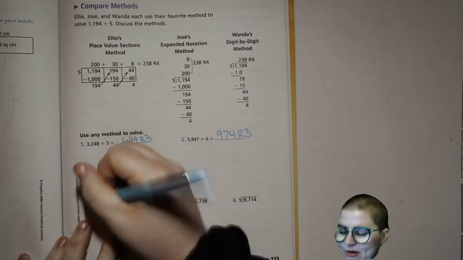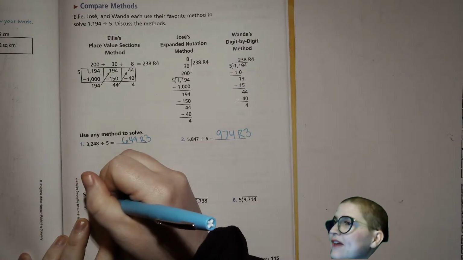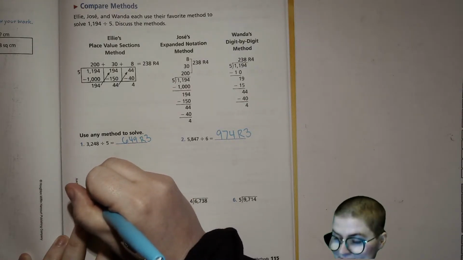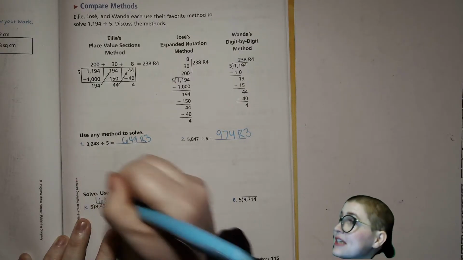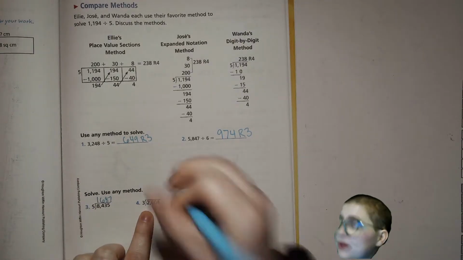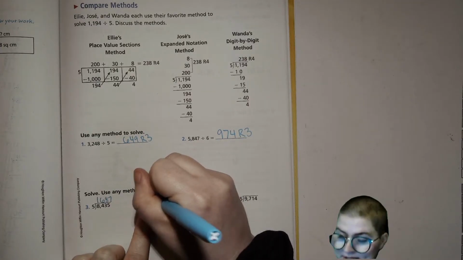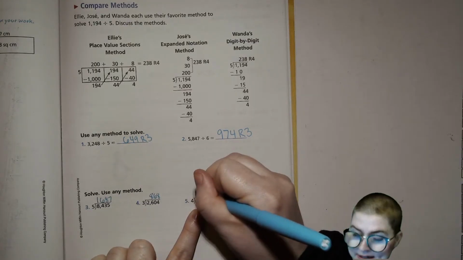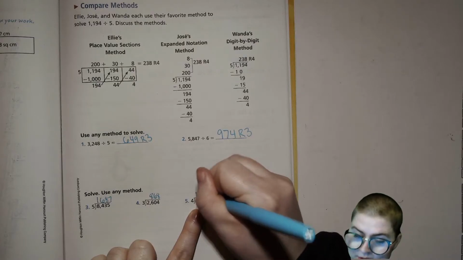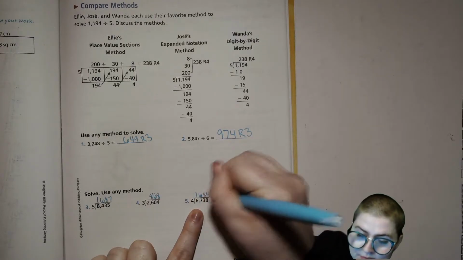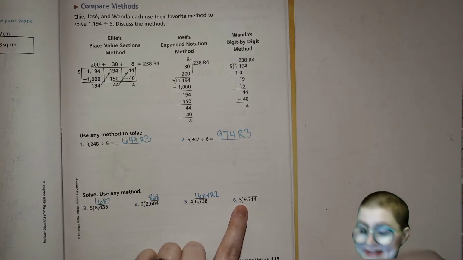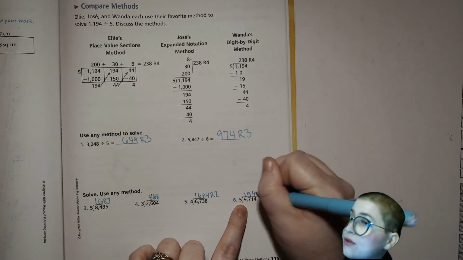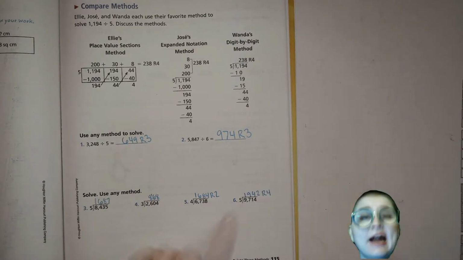So this first row, 5 goes into 8,435, 1,587 times, no remainder. For number 4, 808. For number 5, 1,684, remainder 2. And for number 6, 1,942, remainder 4. How'd it go?